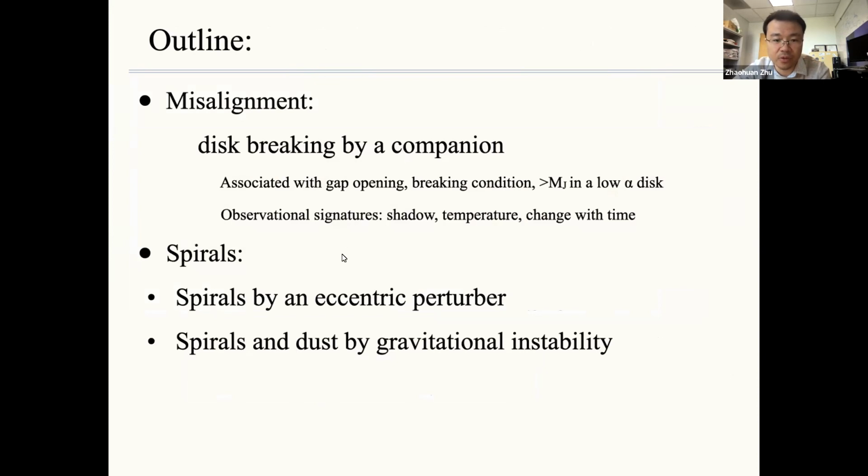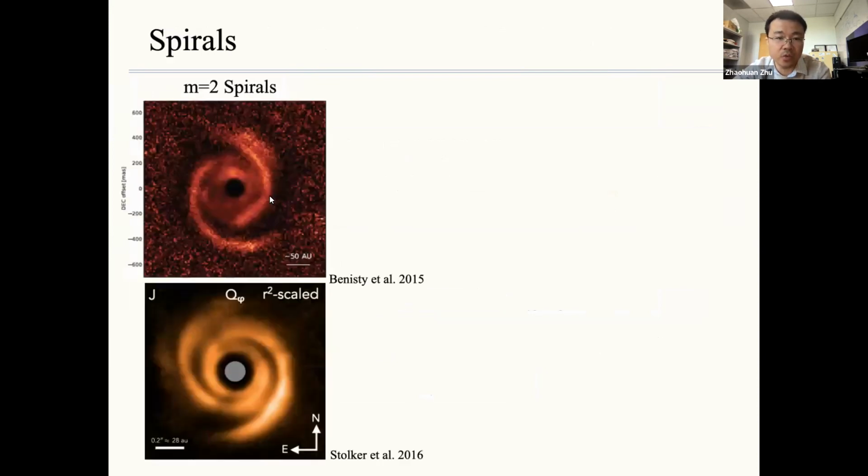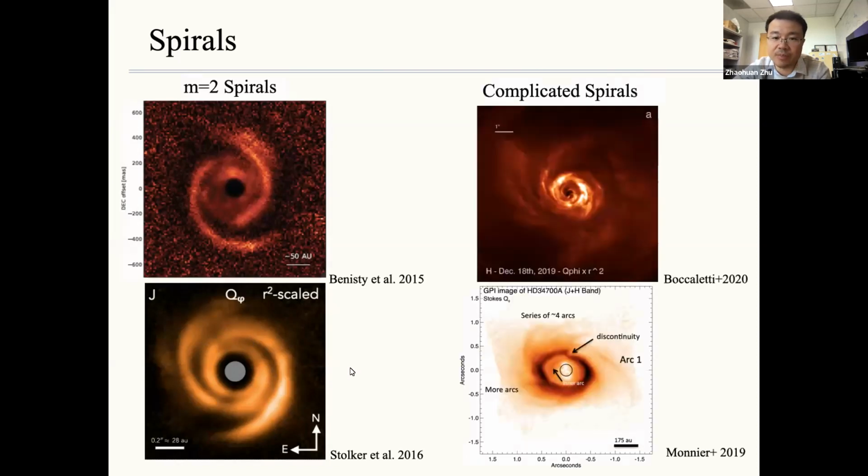And then I want to talk about how spirals can be excited by planets. We have seen these spirals in the outer disks. Some are very regular, like this m=2 spiral, and some spirals are very chaotic, like these. So what causes the difference between a smooth spiral like this and very chaotic spirals like this?